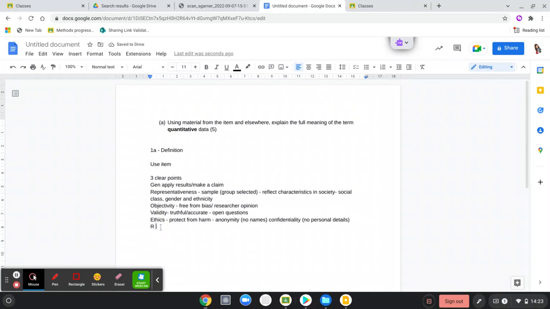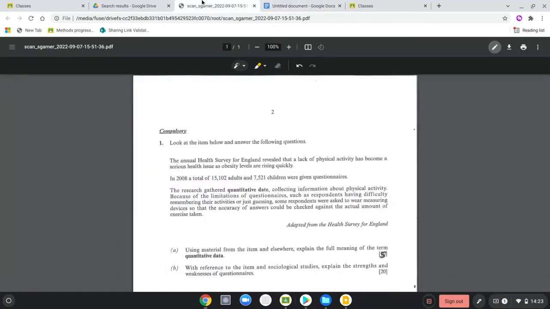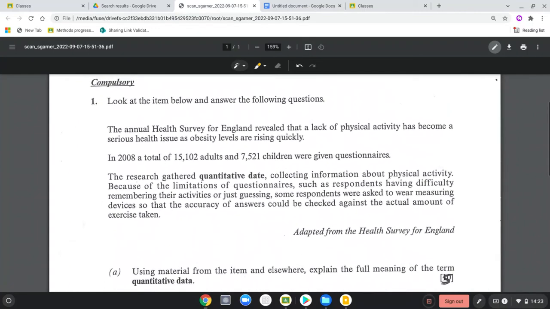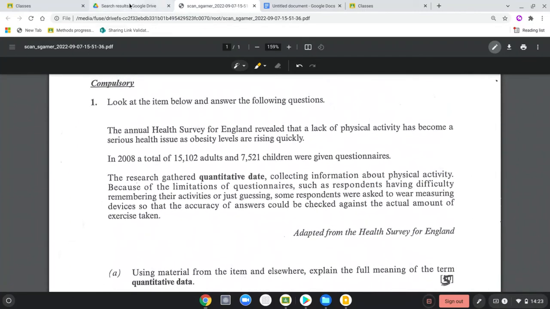And then the last one is reliability, the ability to repeat the research and get the same or similar results or answers. Okay, just to remind you. I always use Grover to help me with my 3 clear points. Rep and Gen together would always be 1 clear point, so that you know. Okay, let's look at the actual exam question. So you'll see you have the 5 marker.